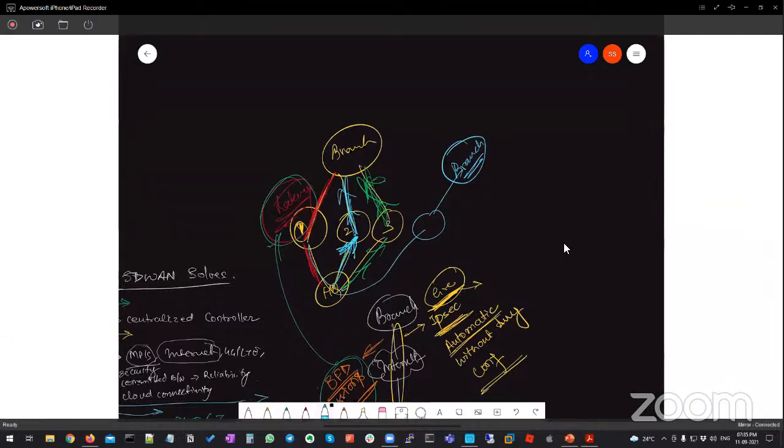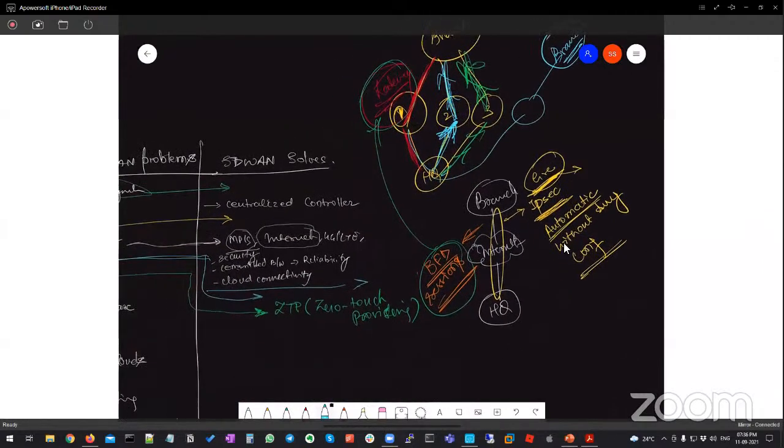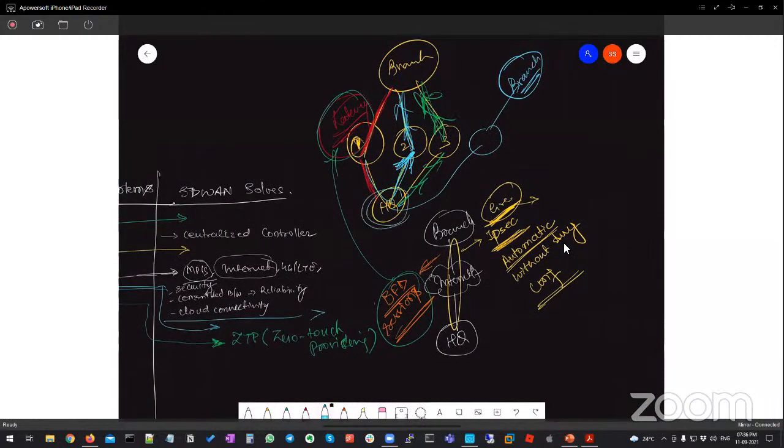But with SD-WAN, you can create a predefined template, and as soon as your L1 field support plugs the device into your network, it takes that configuration from your centralized controller. Within seconds, if your configuration is correctly put in, it brings your site up. So you don't need to send any L2 or L3 to do the configuration there.